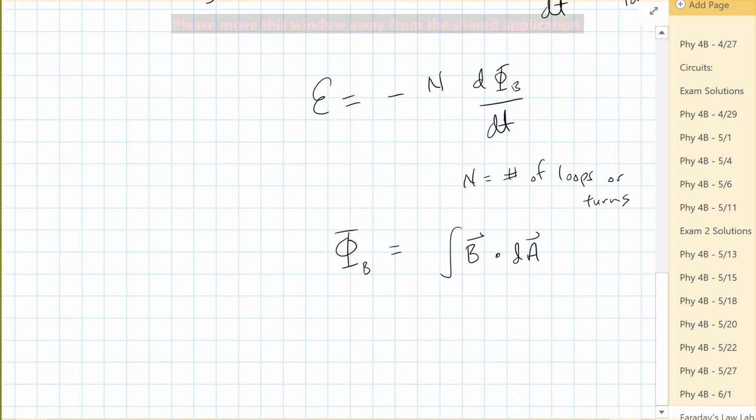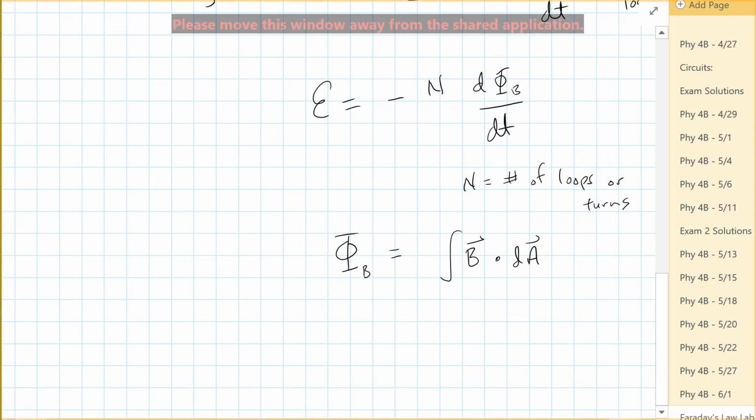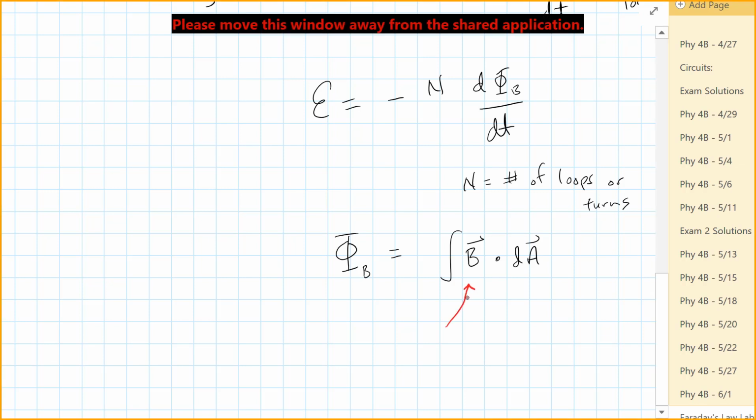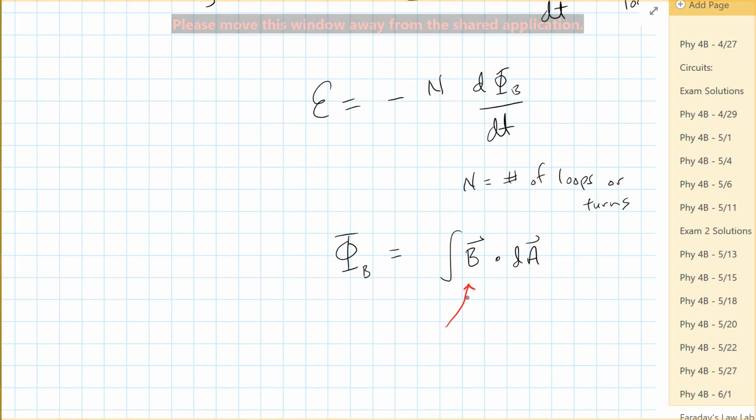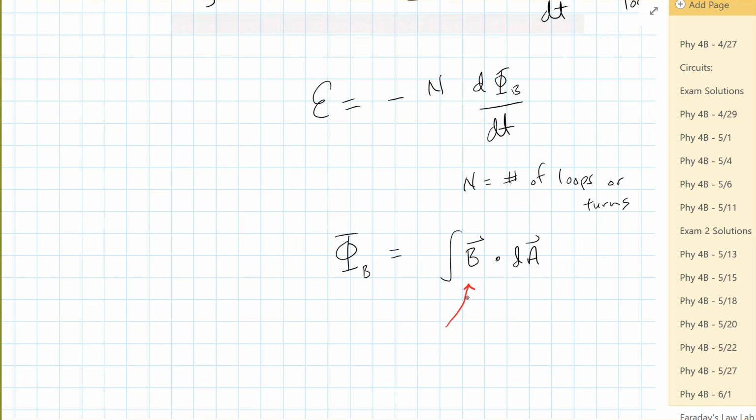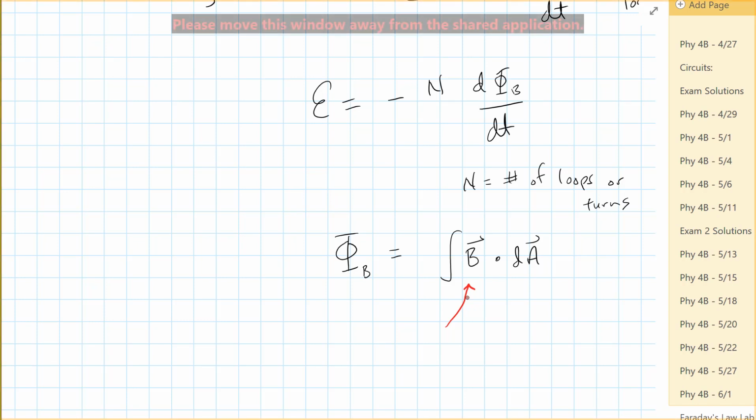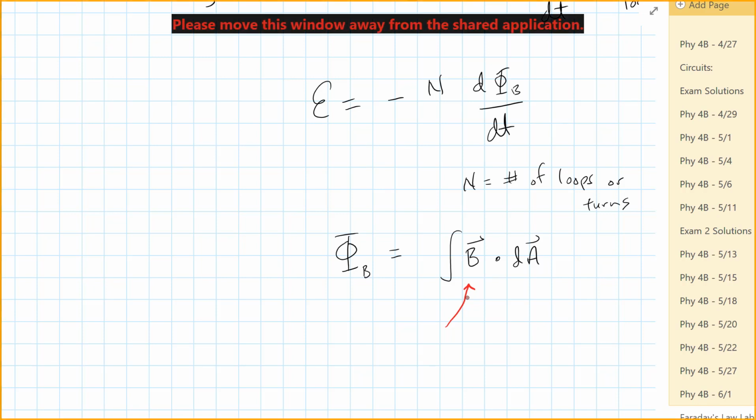And just a quick review, what can cause the magnetic flux to change? B, right? Changing the magnetic field strength can cause the magnetic flux to change. So that's what my example was here. When I moved the magnet closer to the coil of wire, I was increasing the strength of the magnetic field in the region of the area defined by the loop of wire. So I increased B. That caused the magnetic flux to increase.